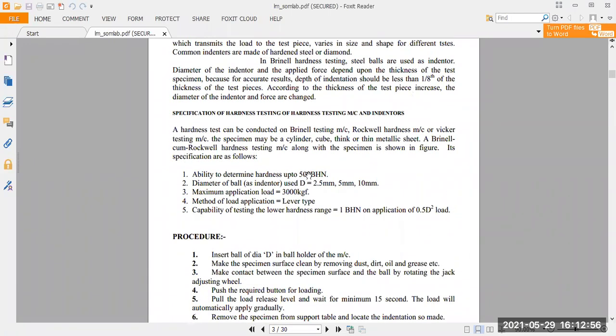Now the specifications of these machines are, accordingly, the ability to determine hardness up to 500 Brinell hardness number. As per the chart, they give more or less the same Brinell hardness number. The ball diameter they use is a minimum of 2.5 millimeter, whereas we can use a minimum diameter of 5 and a maximum diameter of 10 millimeter. The maximum application load given is 3000 kg, and the method of load application is lever type, just like ours. The capacity for testing the lower hardness range is 1 BHN on application of 0.5 D square load, which is too low, which we cannot do in our machine.